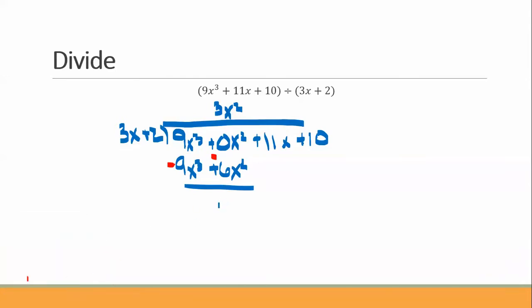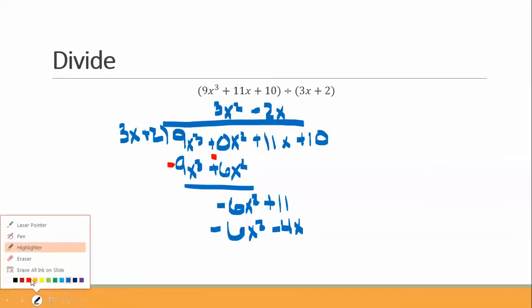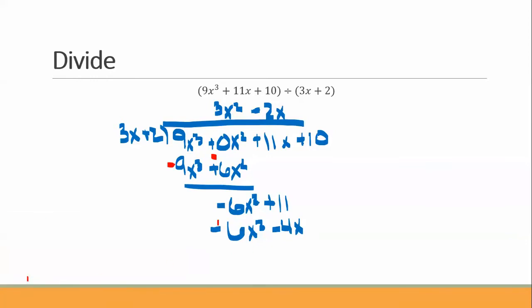And we have minus 6x squared. Bring down our 11x. So how many times does 3x go into minus 6x squared? It goes in there minus 2x times. Multiply down, and we have minus 6x squared minus 4x. And we have to subtract.